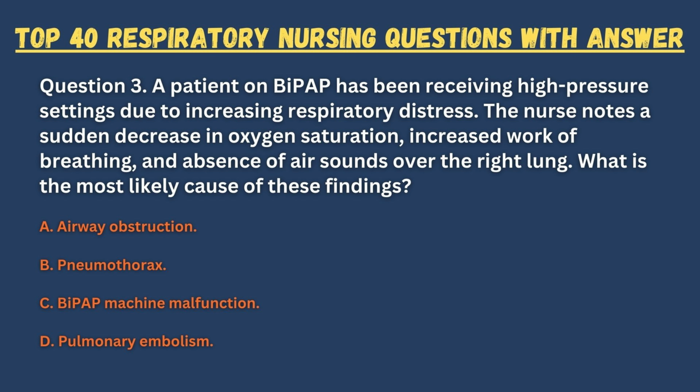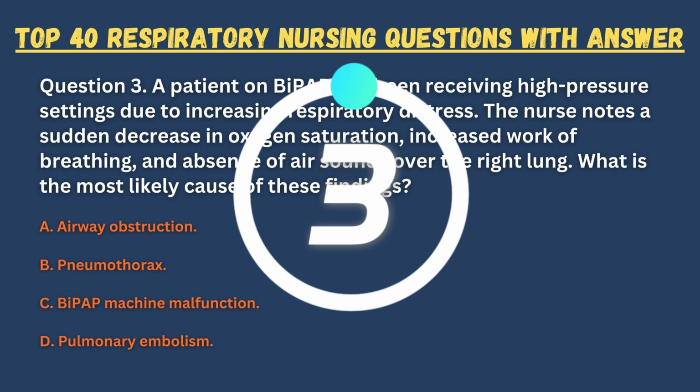Question 3. A patient on BiPAP has been receiving high-pressure settings due to increasing respiratory distress. The nurse notes a sudden decrease in oxygen saturation, increased work of breathing, and absence of air sounds over the right lung. What is the most likely cause of these findings? A. Airway obstruction. B. Pneumothorax. C. BiPAP machine malfunction. D. Pulmonary embolism.